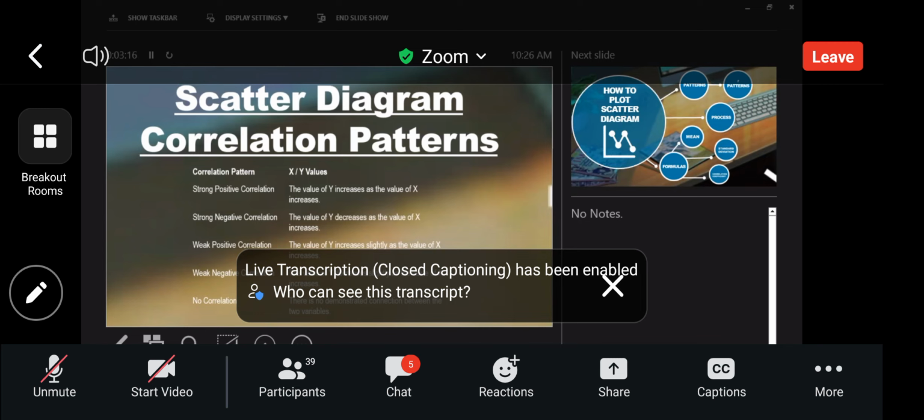So, next naman is the weak positive correlation. So, the value of Y increases slightly as the value of X increases. And next po is weak negative correlation naman. The value of Y decreases slightly as the value of X increases. And lastly is no correlation. So, there is no demonstrated connection between two variables.